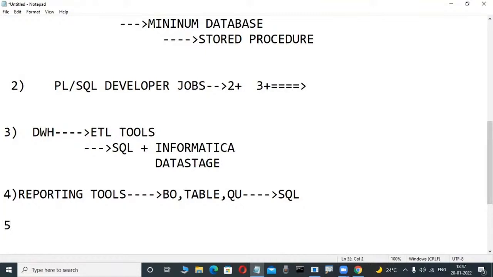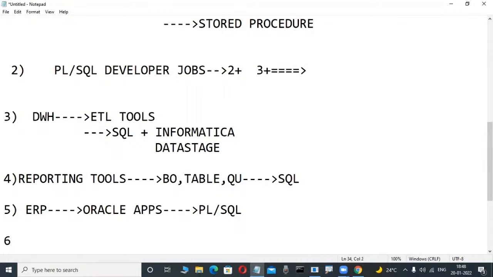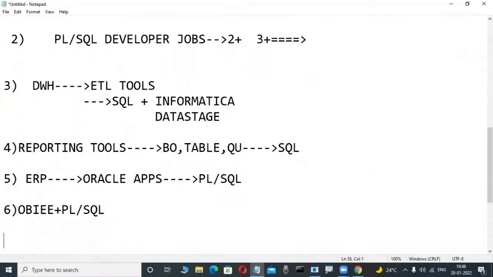Now, some programmers are interested in the ERP side, Oracle Apps. Oracle Apps is an ERP, same like SAP. Oracle Applications 11i is there. These persons require very good knowledge of PL/SQL. Those persons also learn these courses. Again, OBI programmers are there. OBI is a product, and with PL/SQL there are jobs. Those persons also learn like that.